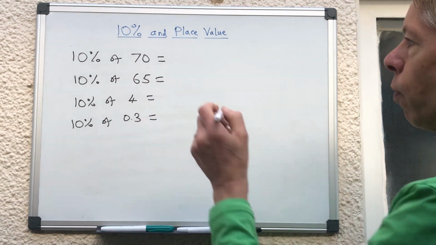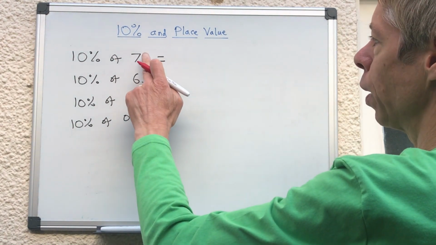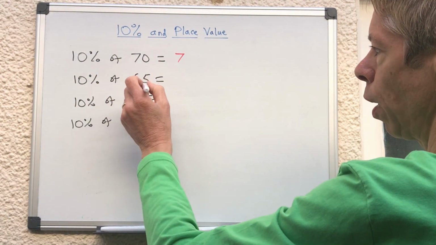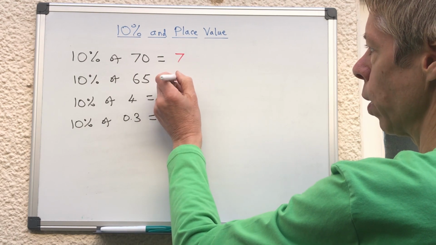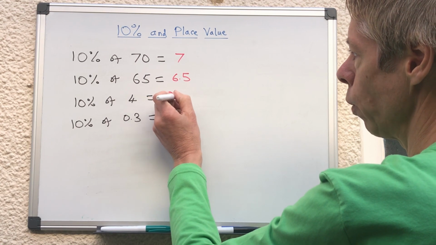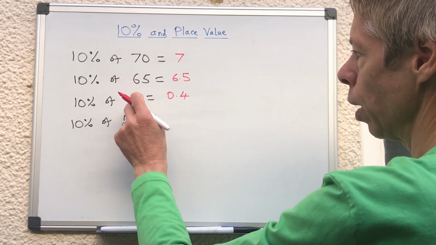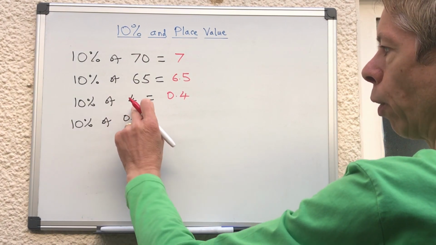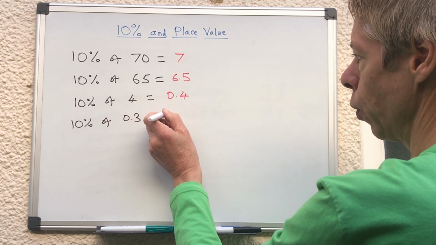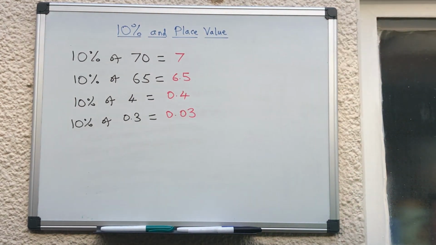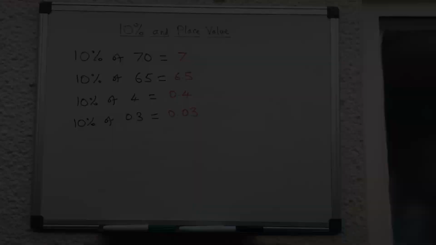Okay, so 10% of 70, we could say we take off the 0, that would give us 7. 10% of 65, we could put a decimal point in there, which will give us 6.5. 10% of 4 will give us 0.4, just we're putting a decimal point in front of the last number. We're going to slide a 0 in here, so 10% of 0.3 will be 0.03. Okay, that's the questions on 10% and place value.